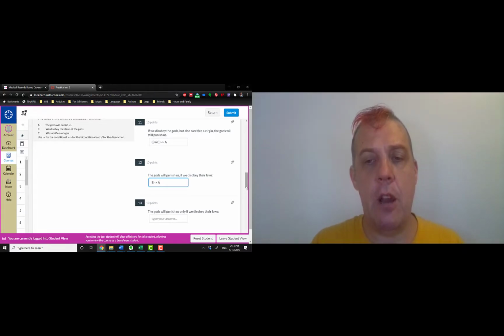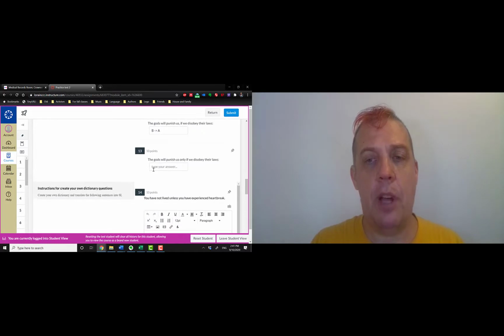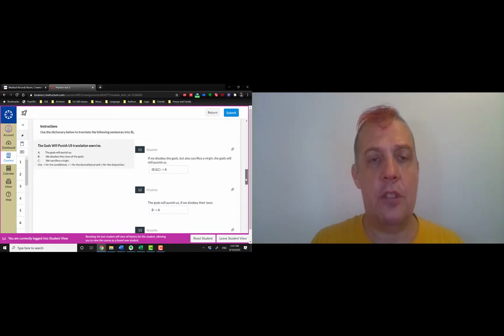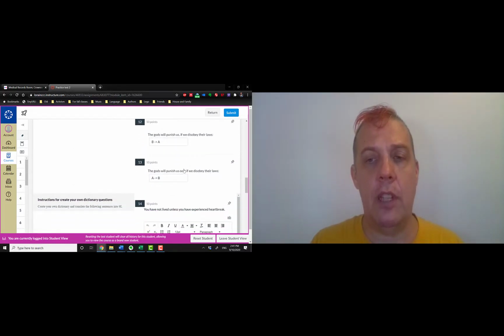Whereas we go down here and it says the gods will punish us only if we disobey their laws. Now the "only if" introduces the consequent. So this one is A implies B. The gods will punish us is A, we disobey their laws is B, and "only if" indicates a necessary condition, so the arrow just plops down right where the "only if" is in the English sentence.